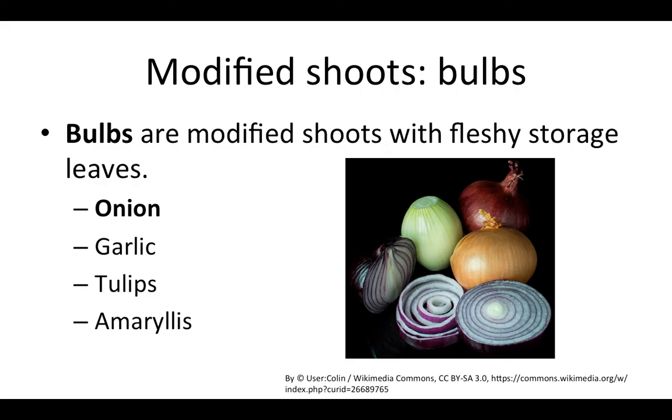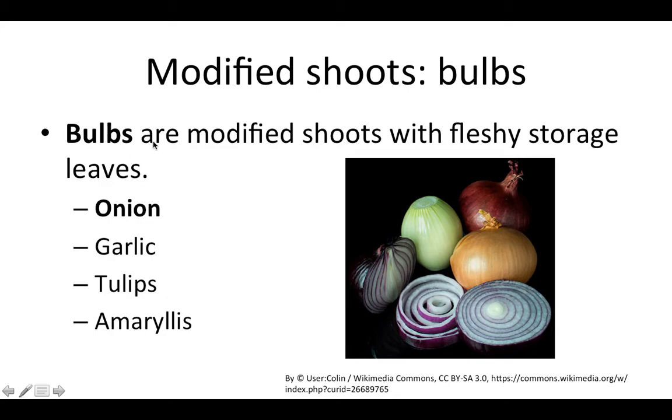The next category of things we're going to talk about are modified shoots. And modified shoots are going to be things that are technically shoots. They're made from stems and leaves, but they're doing things differently than just photosynthesizing. I think that all of the ones we're going to talk about serve some sort of storage function. The first one we'll talk about are bulbs.